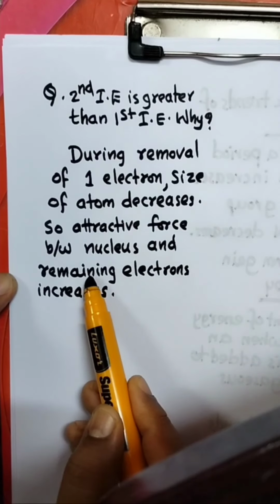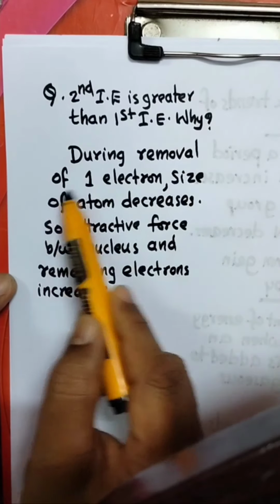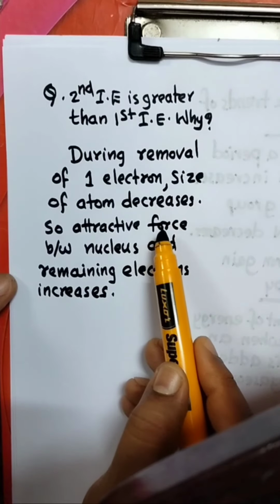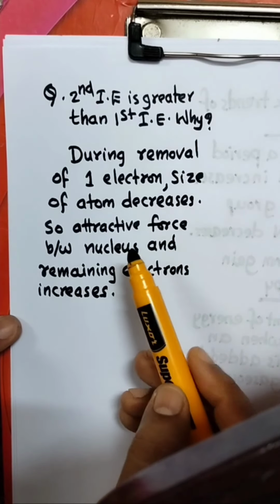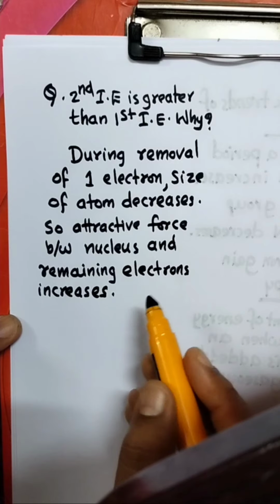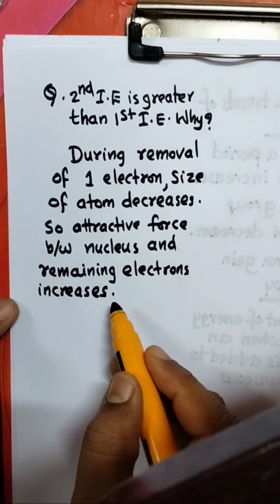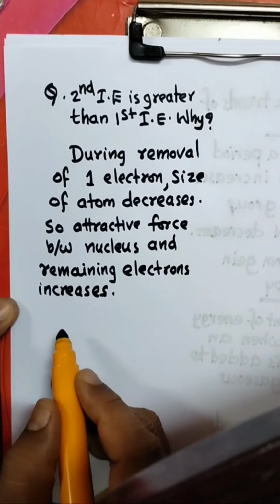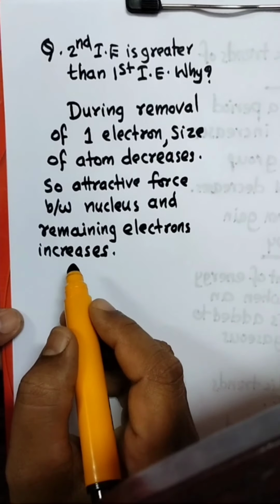These are the 2 points. During removal of one electron, size of atom decreases. So, attractive force between nucleus and remaining electrons increases. So, huge amount of energy is required to remove another electron.